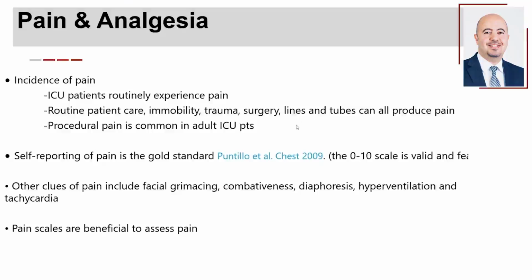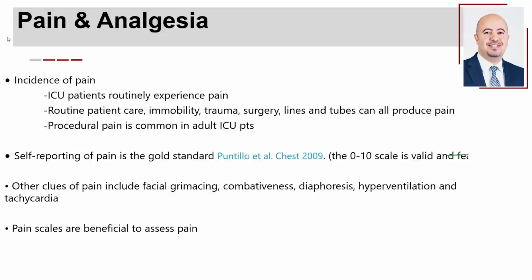Self-reporting of pain is the gold standard. يعني أحسن إشي لما المريض is able to tell you that he's in pain. بس المشكلة إنه كثير من مرضى ال ICU they cannot tell you. They are either on the vent, they are sedated, they are altered. But as a gold standard, self-reporting is the best. In these patients who can report it, the pain scale 0 to 10 is valid and feasible.